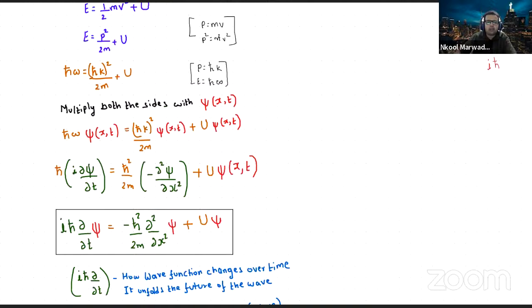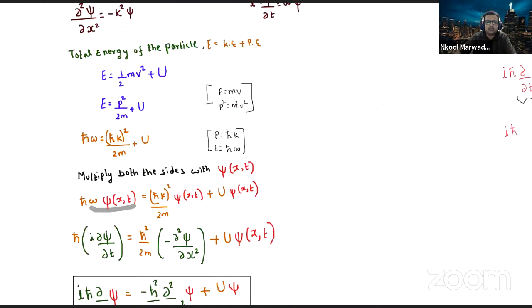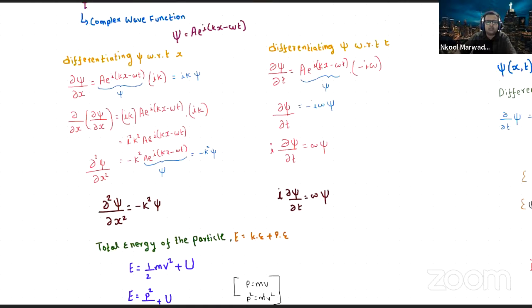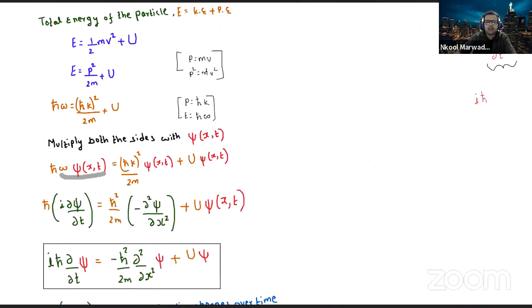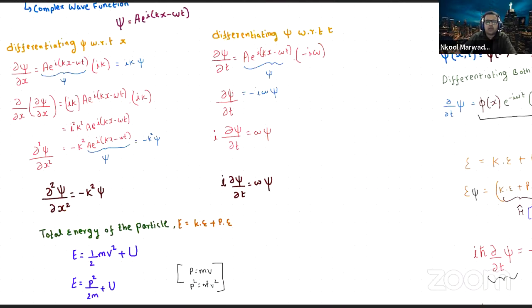Then I did the proper substitution. How did I do the substitution? This thing, omega into psi, I replaced it with omega into psi. Partial derivative of omega with respect to t upon minus i. Something like that. So on both the sides I multiplied with i. So i partial derivative of omega with respect to t is omega phi.